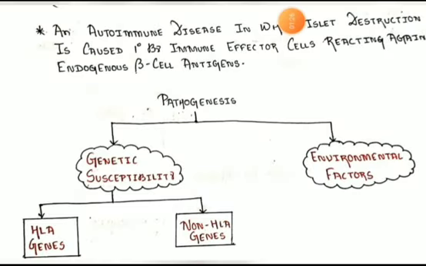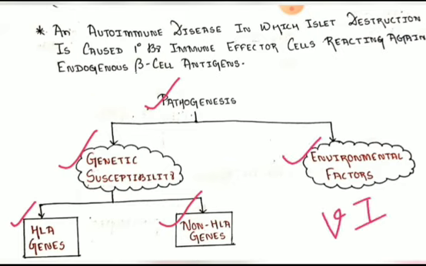Now coming to the pathogenesis of type 1 diabetes mellitus, it includes two factors. First, the genetic susceptibility, which includes the genetic factors. The most important locus in the genetic susceptibility is the HLA genes, and there are also certain non-HLA genes. The second factor is the environmental factors, which mainly include viral infections. We will read about both of these in the subsequent slides.